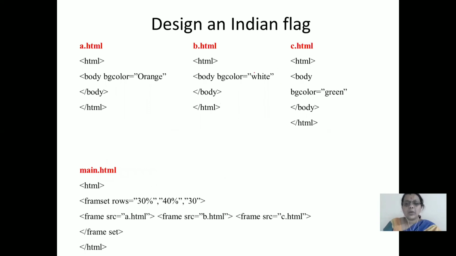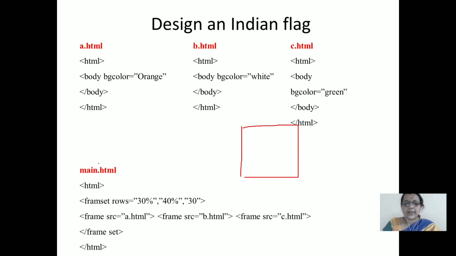So now I will show you the code for how we can design an Indian flag. So we know in the flag we have three colors. So what I did is I am dividing my window. See, this is my window. I am dividing my window now. For the Indian flag, I want to divide it only row wise. I have no need of any column wise.